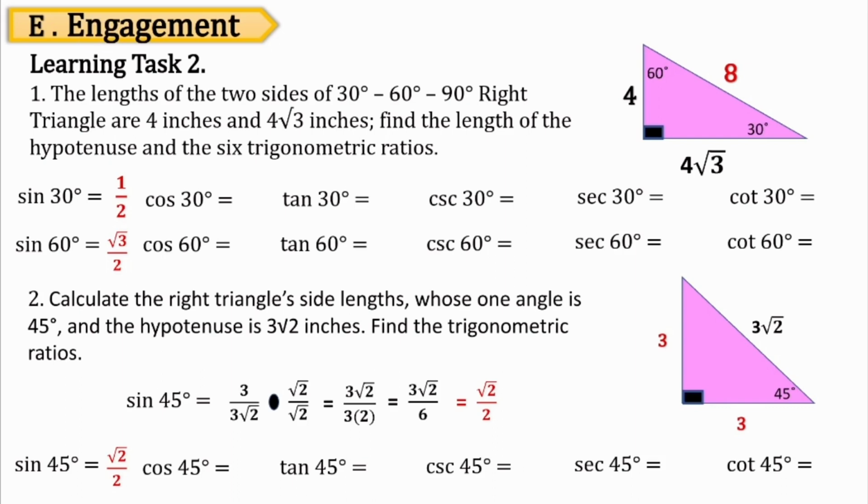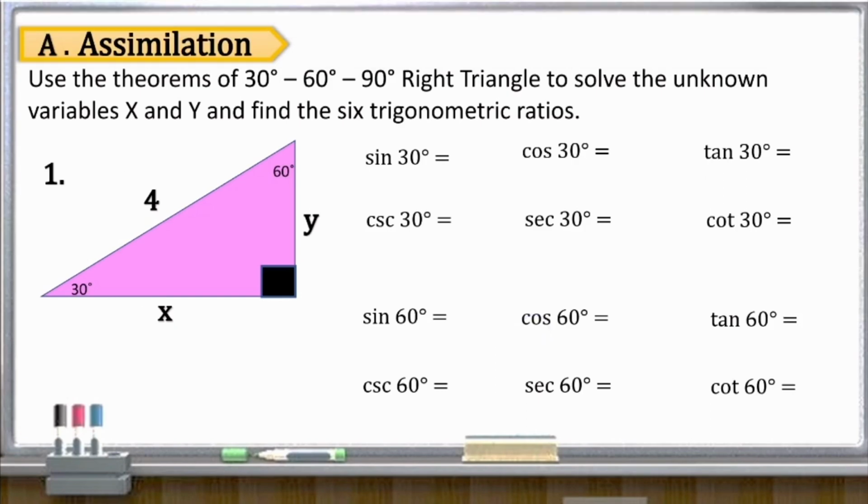So, sa tingin ko class, kayang-kaya nyo nang sagutan ang mga natitira sa learning task number 1 at learning task number 2. Ganun din dito sa ating assimilation. And later, yun namang assessment. So, dito class sa assimilation, gagamitan nyo lang ng theorem sa 30 by 60 triangle and 45 by 45 triangle to solve the unknown variables x and y, then find the 6 trigonometric ratios.